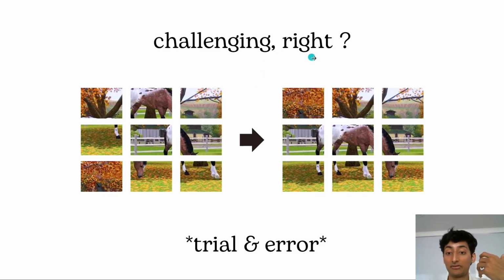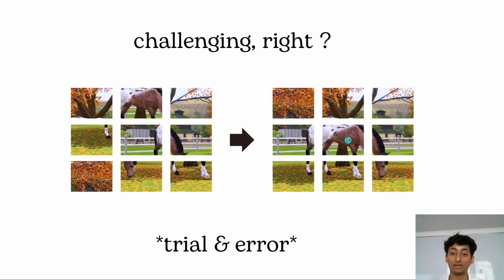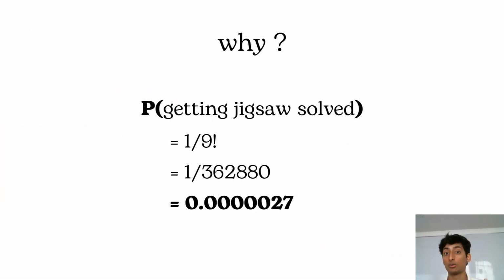In the previous image, if I go on, this particular piece has 9 different locations it can go to, which is 1, 2, 3, 4, 5, 6, 7, 8, and 9. So for every piece, you have 9 different locations. So this has 8 different locations, 7, 6, 5. So that's why we have 9 factorial total combinations of a single jigsaw puzzle.